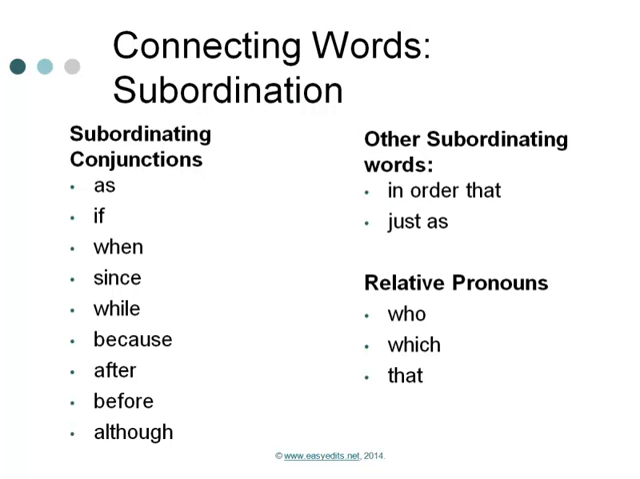Make note of these words. Connecting words are called conjunctions. Here are some subordinating conjunctions: as, if, when, since, while, because, after, before, although. There are other subordinating words that you probably see in sentences quite often: in order that and just as. You can also use relative pronouns such as who, which, that to connect ideas within a sentence.